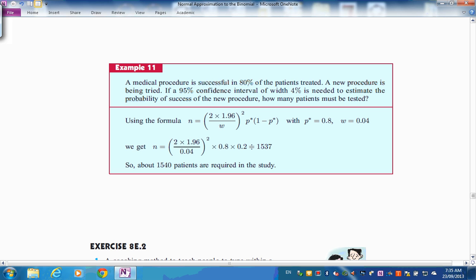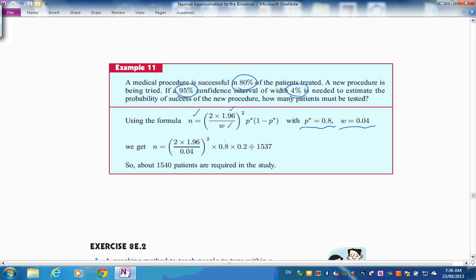Here we are. A medical procedure is successful in 80% of the patients. A new procedure is tried, so we want a 95% confidence interval, with width 4%, to estimate the probability of success of the new procedure. That's how many people we're going to survey. There's n equals (1.96 over W) squared times p(1 - p), and the width is going to be 0.04, and the previous procedure was 80%, so let's start working with that.